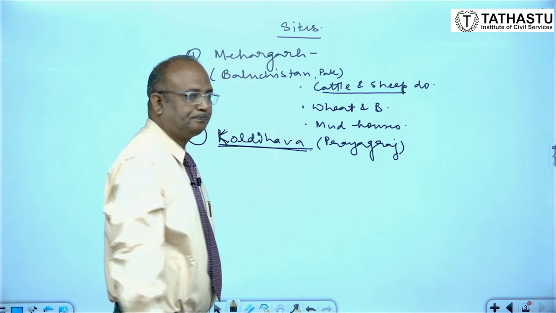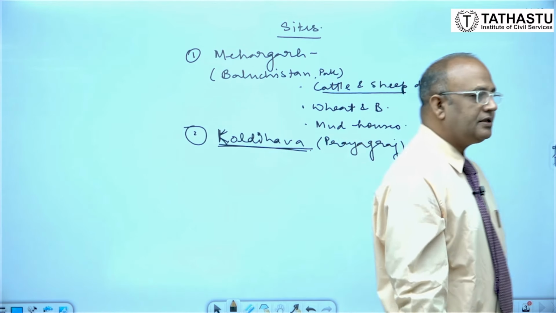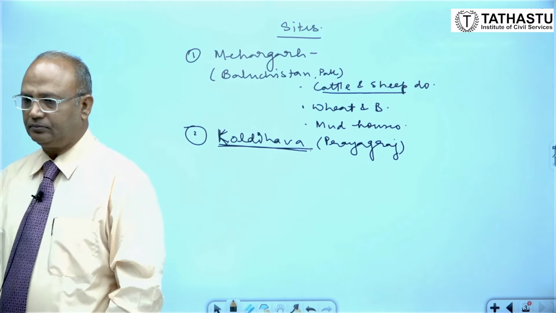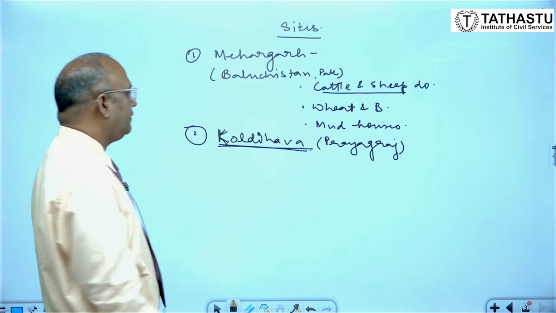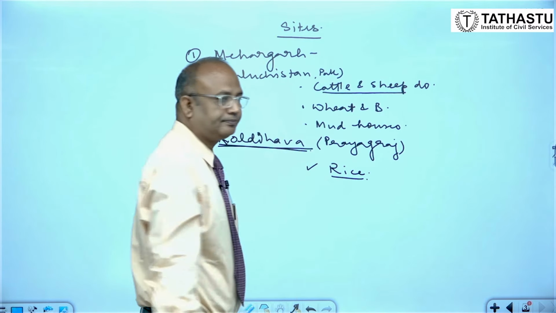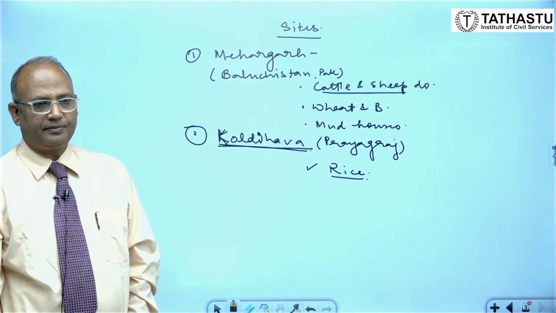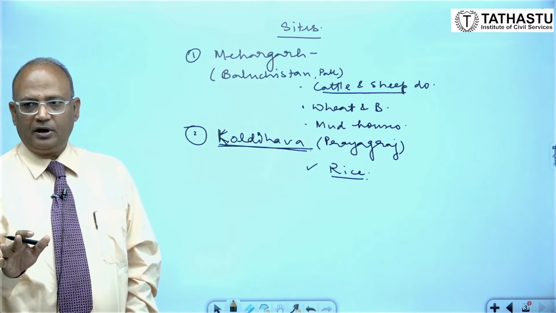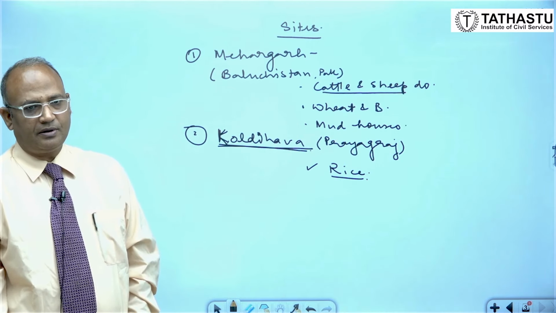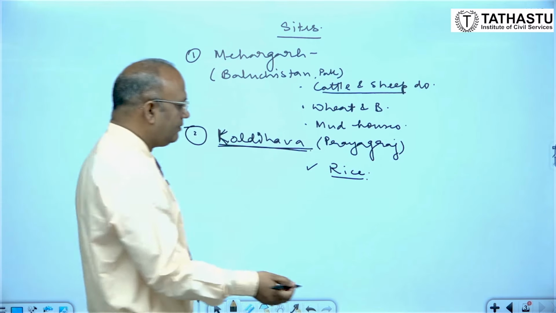Koldihwa. Write down evidence: earliest evidence of rice. In the Indian subcontinent, this is the first place from where we have discovered rice. So the Ganga-Yamuna Doab is very famous for rice. Okay, rice cultivation.